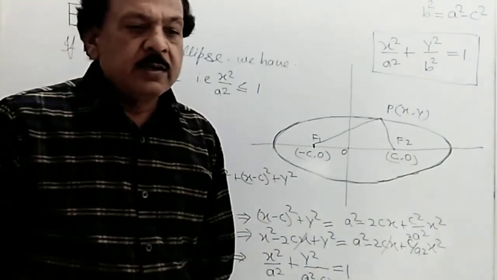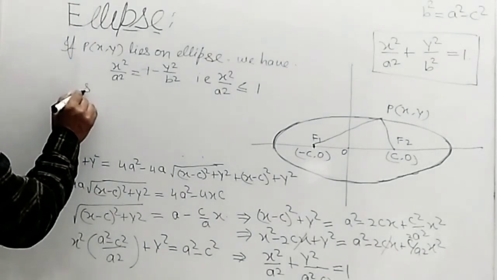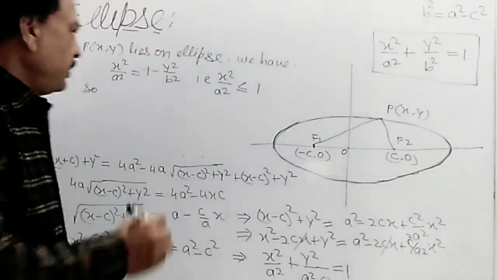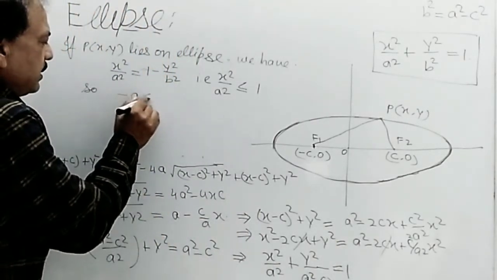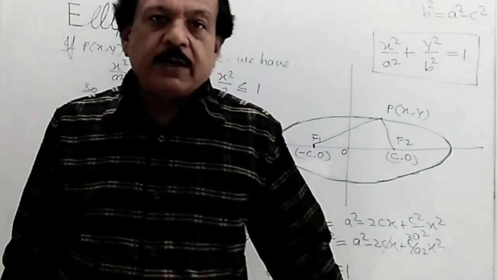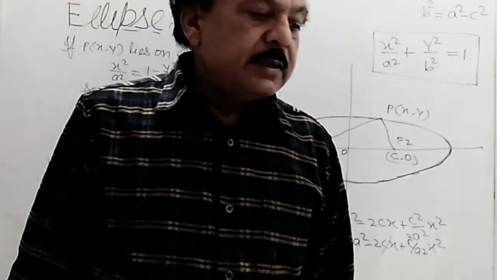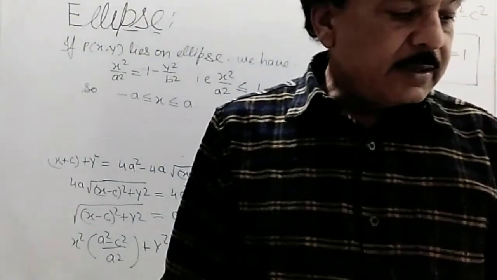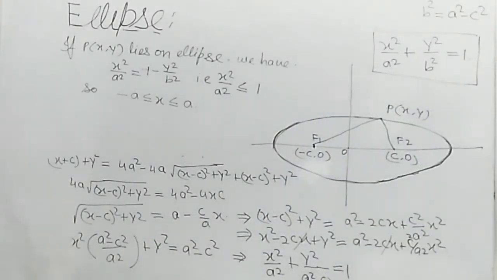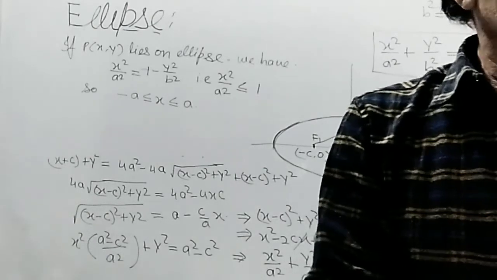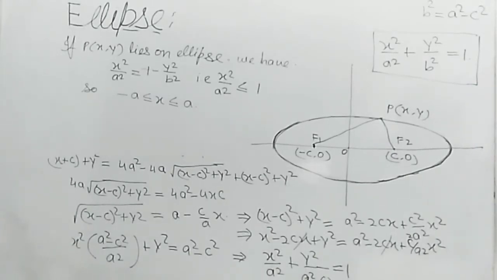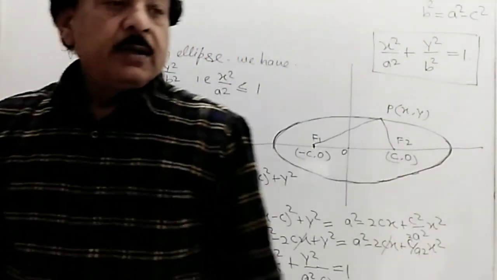It means that what? So what happened? X lies between minus a is less than equal to x is less than equal to a. The x lies between vertex minus a to a. So this is the ellipse. ठीक? So now this is the ellipse. Here is the sum of the discussion.